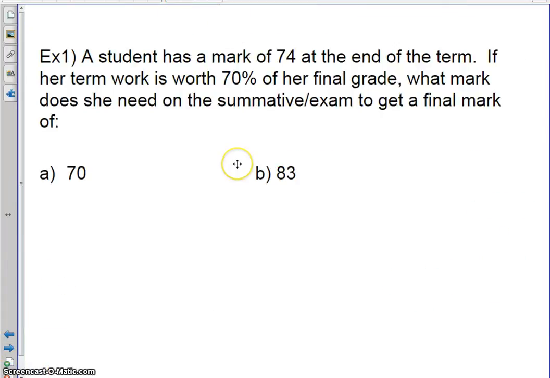So here we have a student who has a mark of 74 at the end of the term, and we know the term works for 70% of our final grade. And we want to know what mark they need on the summative exam, which is, just to be clear here, the summative exam total is going to be worth 30%. And they want to get a final mark of 70 in the course. Now this is the type of situation that students run into often, right? They know their mark towards the end of the term. They need to know how well they need to do on the summative, or the final 30% of the course, to achieve a certain goal. Okay? So this is really just an example of using weighted means.